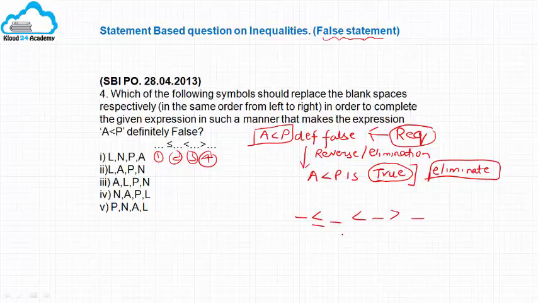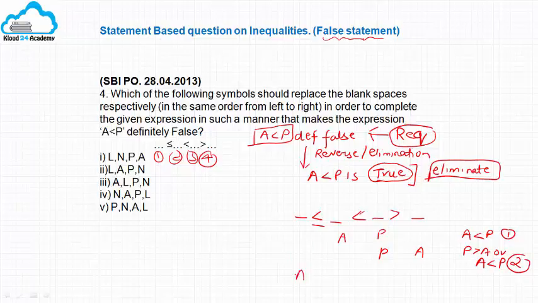Let's try to find out the cases in which a less than p is true. If a comes at second position and p comes at third position, this makes a less than p true because we have less than sign here. So a at second and p at third position. Let's find out another case in which a less than p is true. If p is here and a is here, this makes p greater than a or a less than p as per flip. So p at third and a at fourth position also make it true.